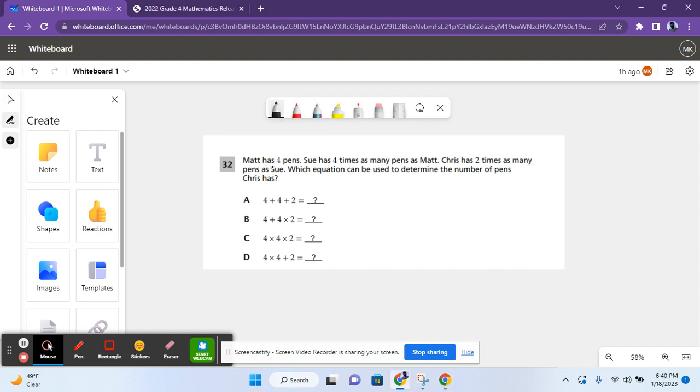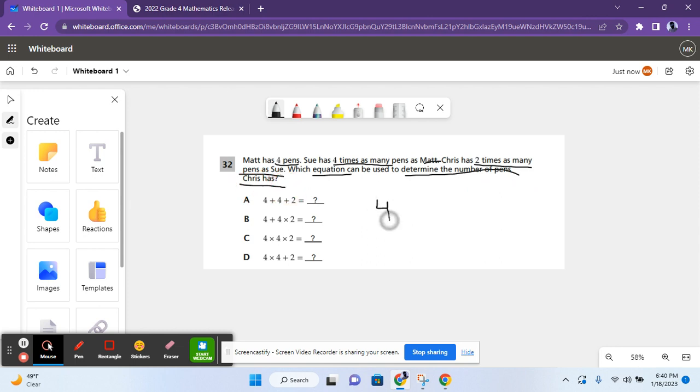For question 32, it says, Matt has four pens. Sue has four times as many pens as Matt. Chris has two times as many pens as Sue. Which equation can be used to determine the number of pens Chris has?